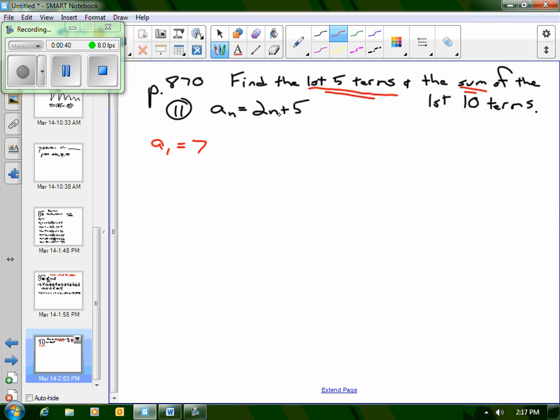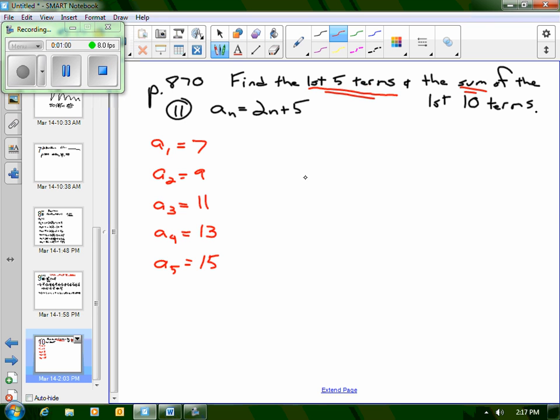Okay, so the first term, when you plug 1 in, obviously you're going to have 2 plus 5, which is 7, but from there on it's just going to go up by 2 each time. So you can crank these terms out pretty quickly. Just go up by 2 every single time. And the fifth term is 15.